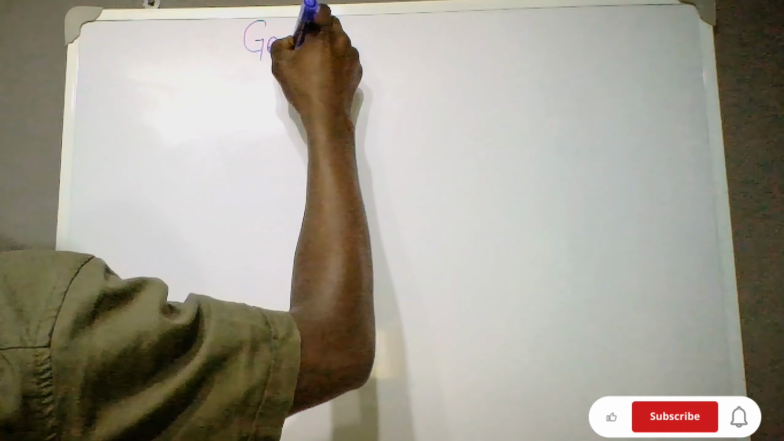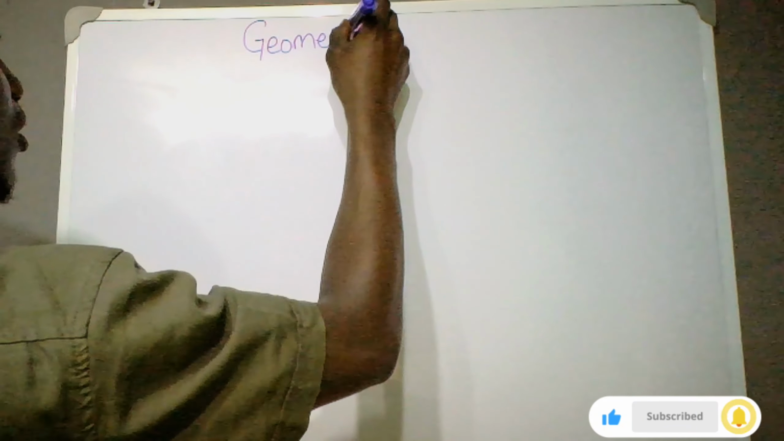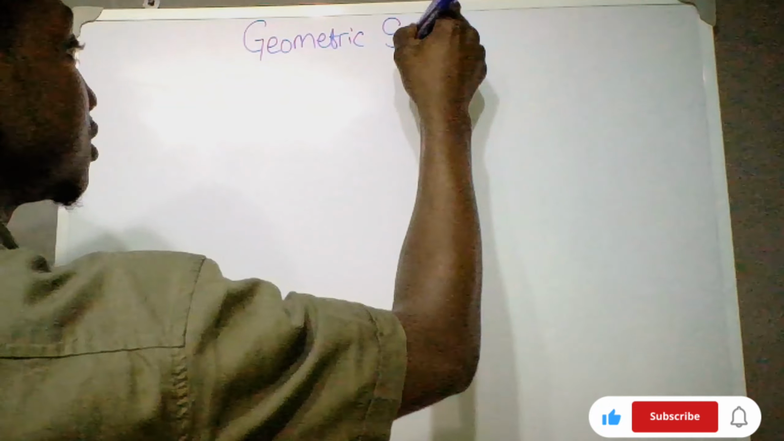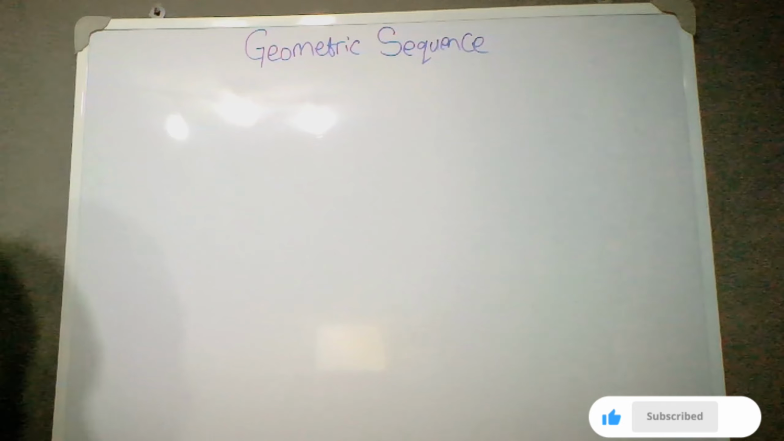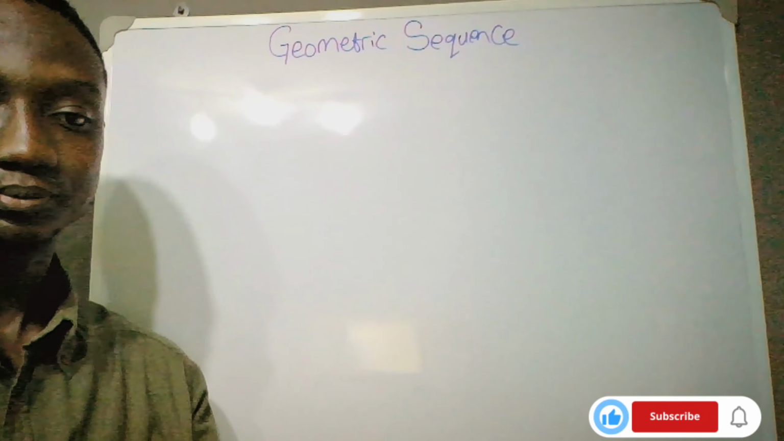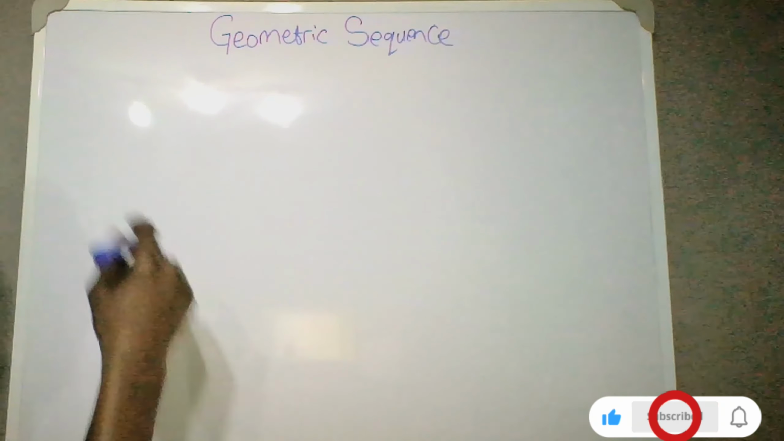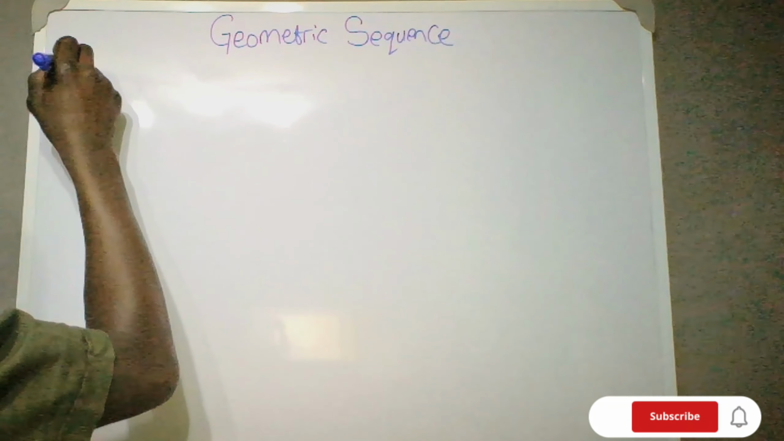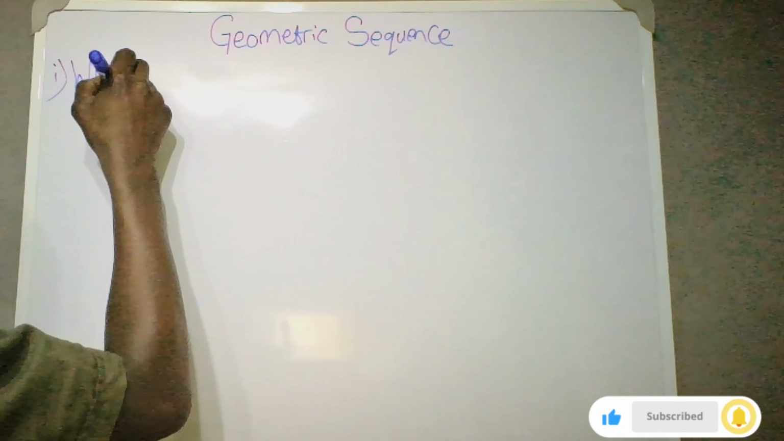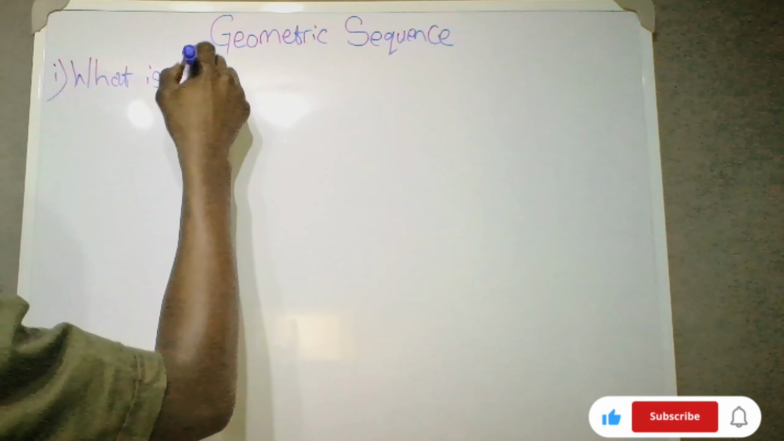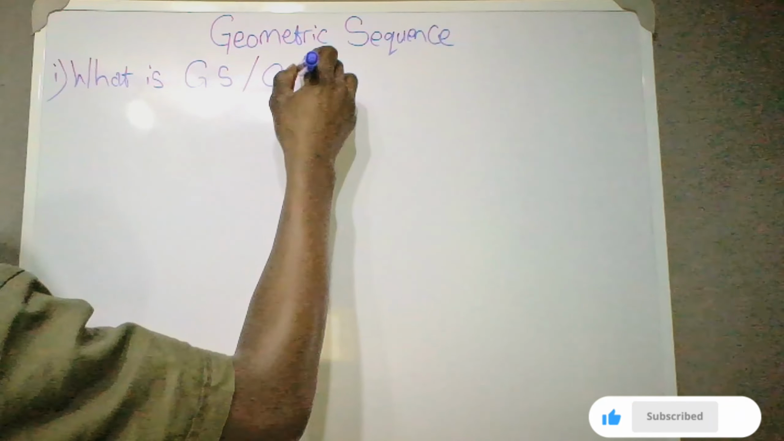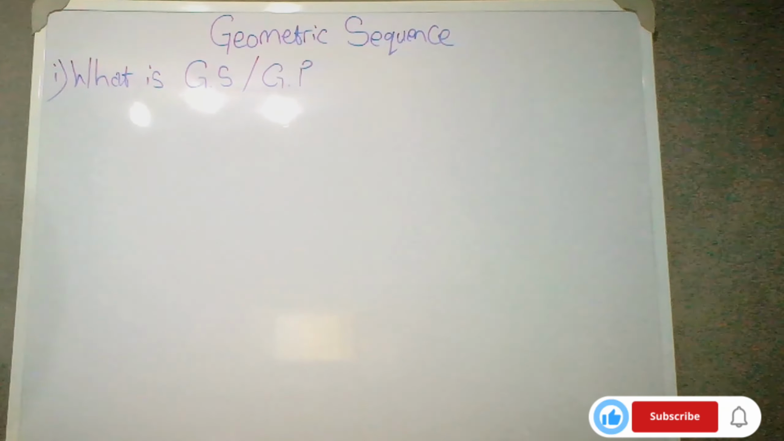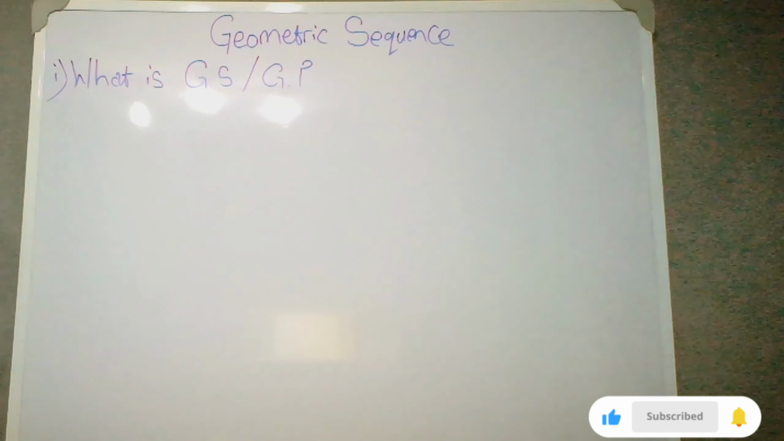Geometric sequence. So, what is geometric sequence? It could as well be referred to as geometric progression. Now let's take the definition of what geometric progression is.